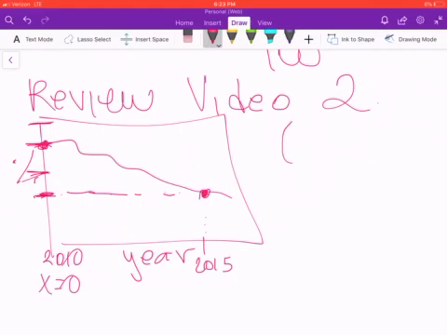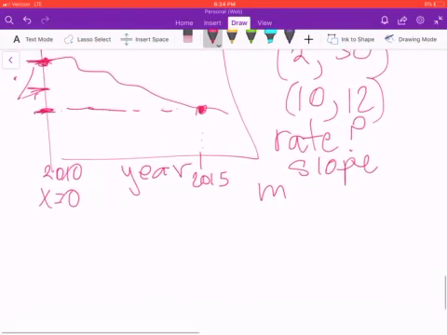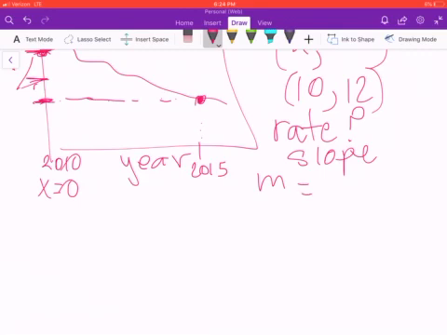So you are given 2 points, and I'm just going to use some random numbers. Let's say you're given 10, 12, something like that. You're asked to find a line that will match that. The first thing you should do, or actually to find the rate, you need to think about slope. The formula for slope, which you do have to memorize, is very easy to remember if you memorize the meaning: it's the difference of the y's divided by the difference of the x's.